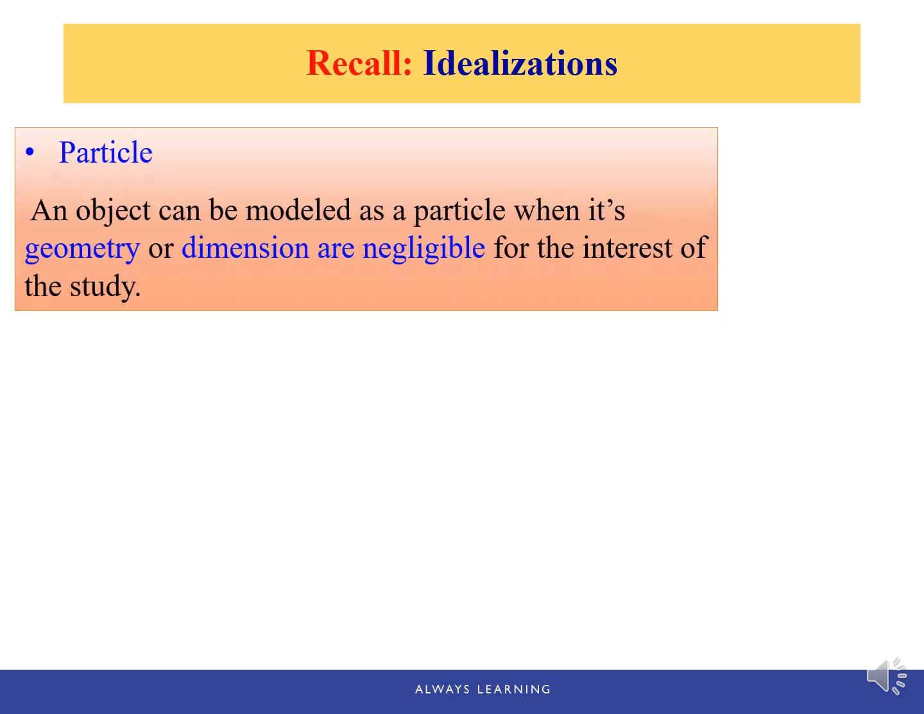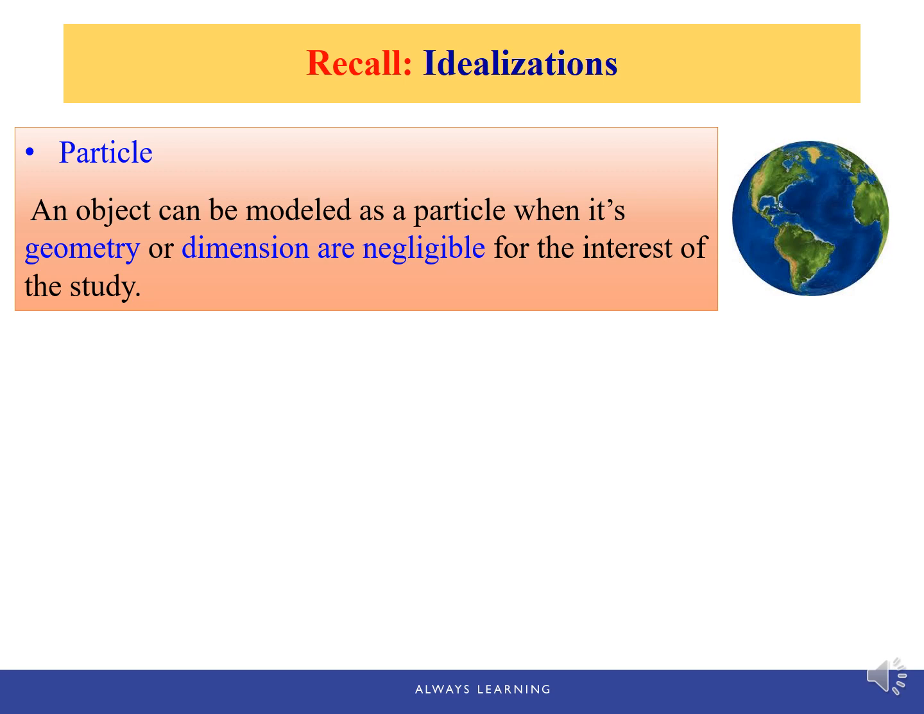First, let's recall some idealizations we made and are using in this course. First, we learned particle equilibrium. An object can be modeled as a particle when its geometry or dimension is negligible for the interest of the study. So a particle can be big, can be small, as long as the geometry or dimension is not important for the interest of the study, then we can simplify the object as a point. That will be the particle.